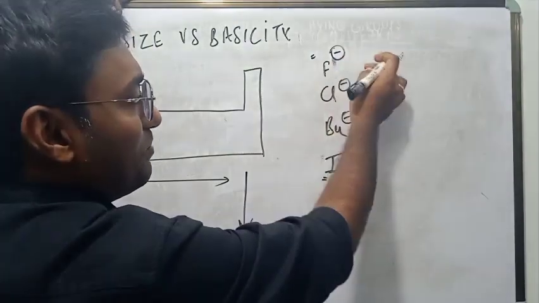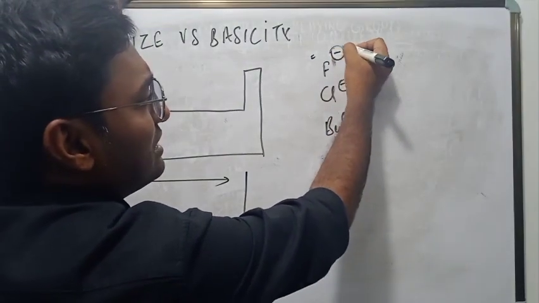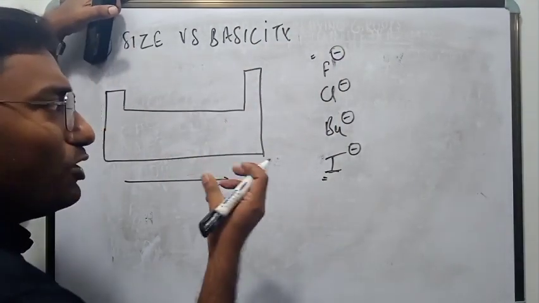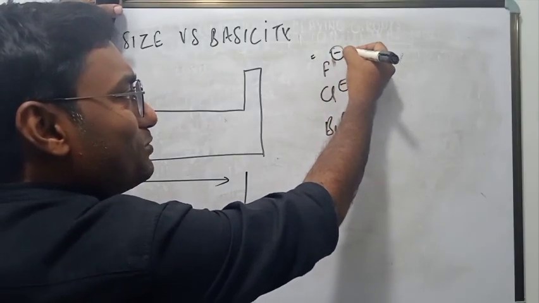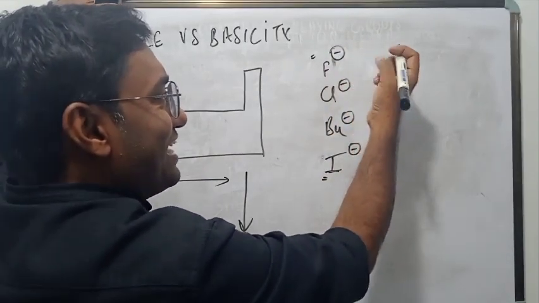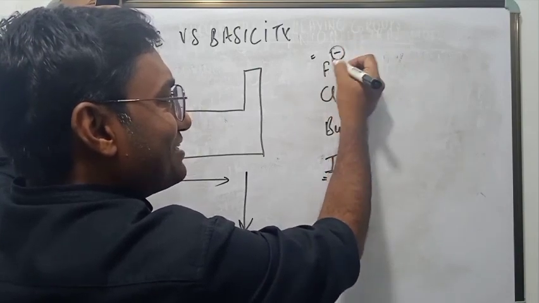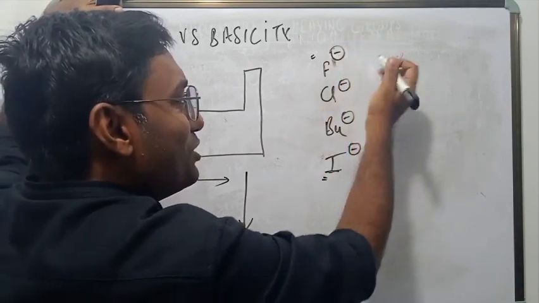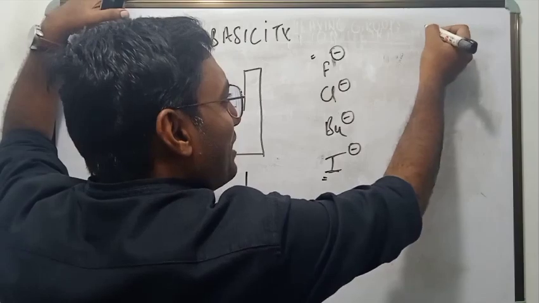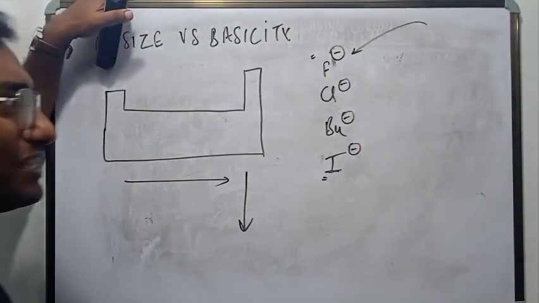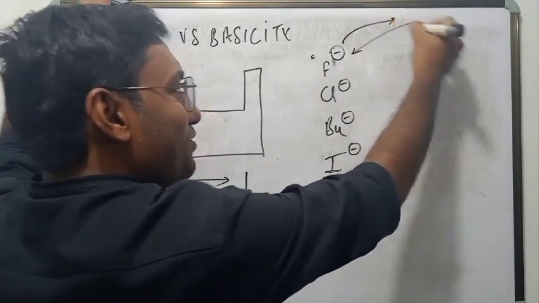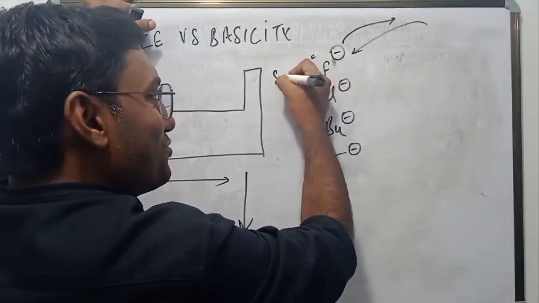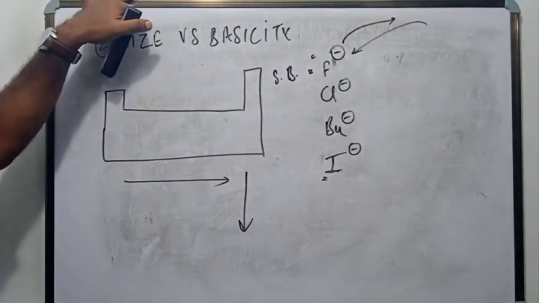But the difference is that the negative charge here is distributed over a smaller area because the F atom is small. So this charge on F has more power because it is distributed over a very small area. So it can attract any positive species towards it, and it can donate the pair of electrons easily. That would make F minus a strong base.